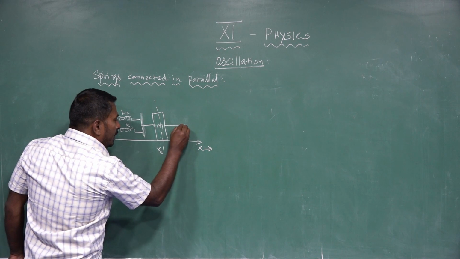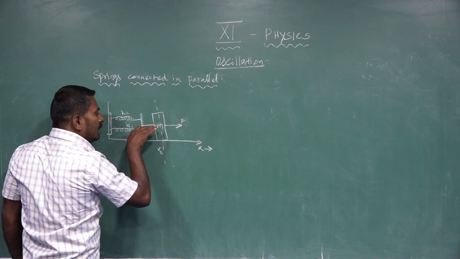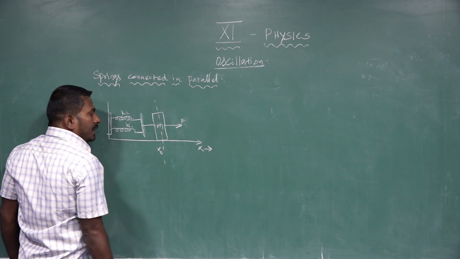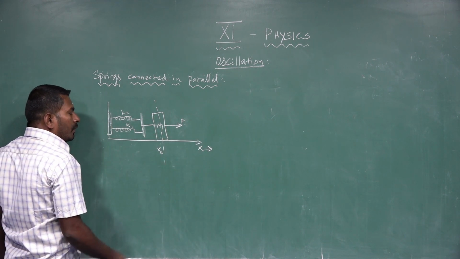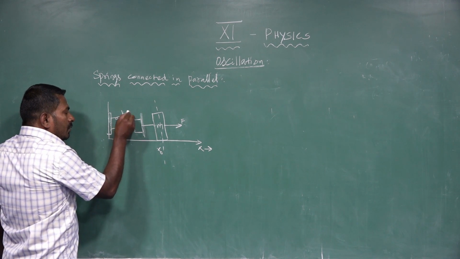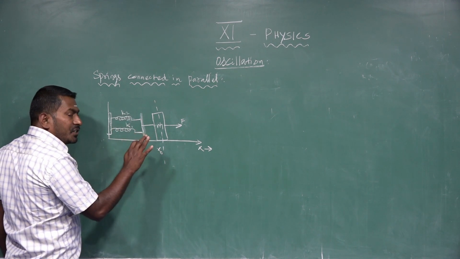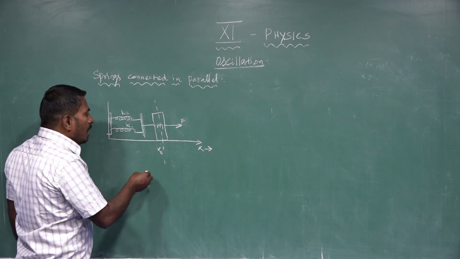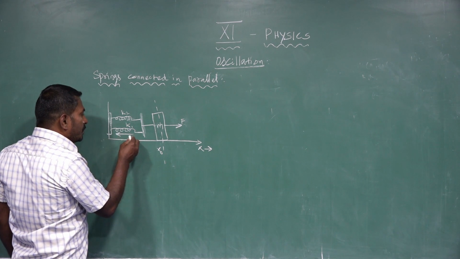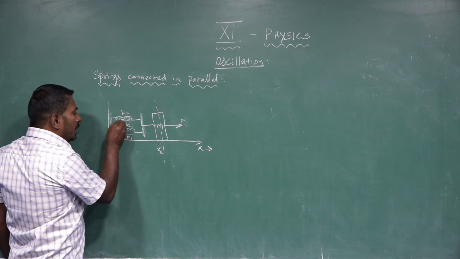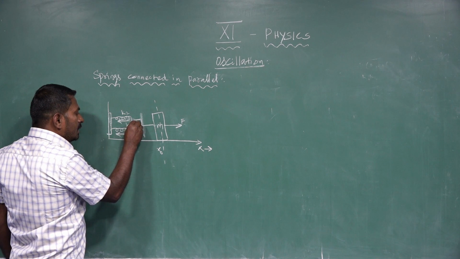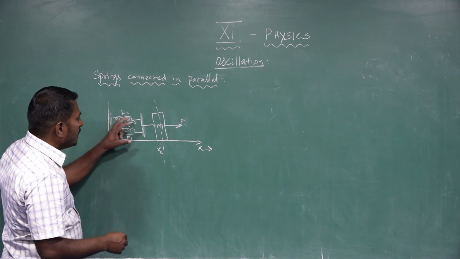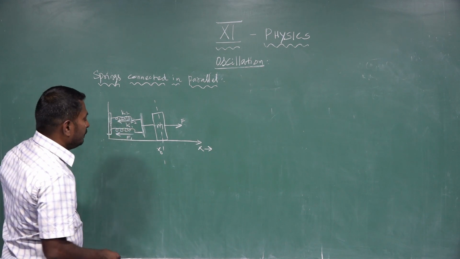After application of an external force acting on the block of mass M towards the right direction, or towards the x-axis, what will happen? The extension produced in both the springs is the same, but the restoring force produced in the first spring is F1, and the restoring force produced in the second spring is F2, while the extension produced in both springs remains the same.